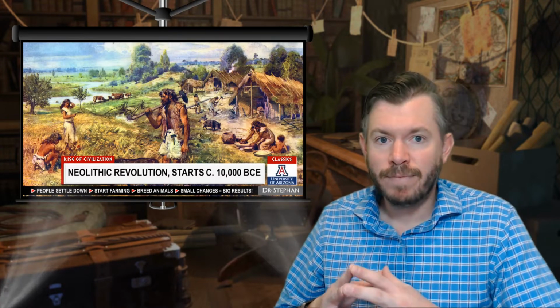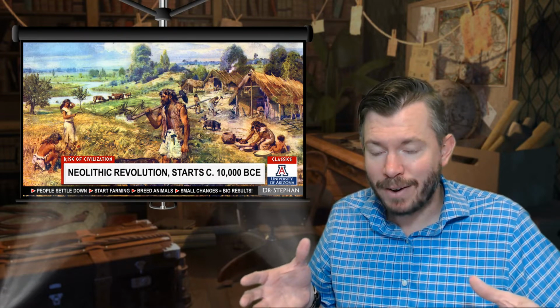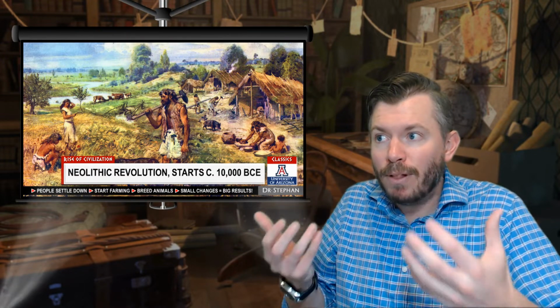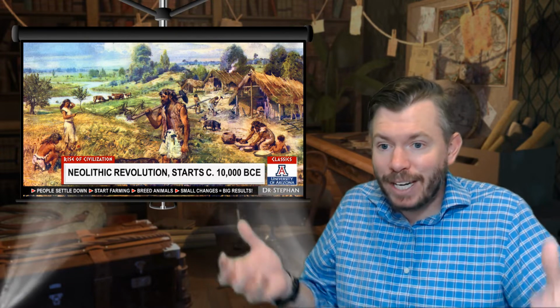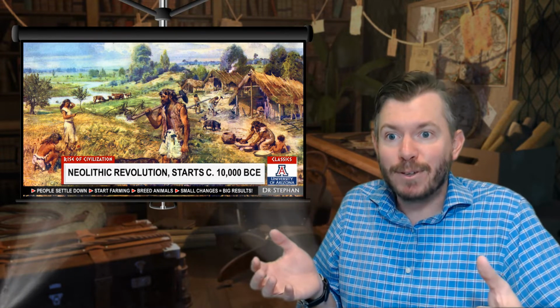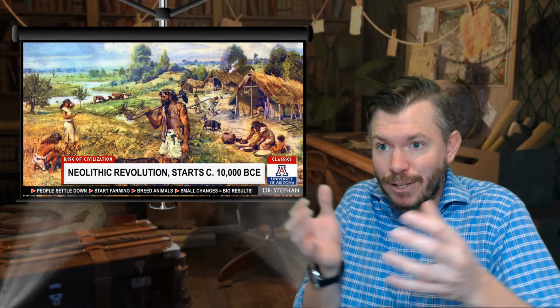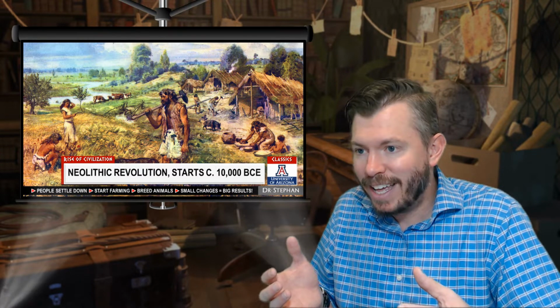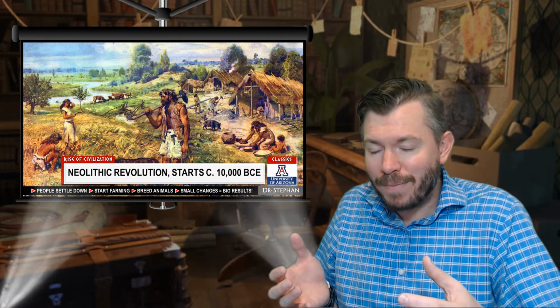All right, so here's what ends up happening then, all right? So people are increasing. The population is increasing. The number of large animals that there are to hunt as a result is decreasing. The weather is getting warmer.